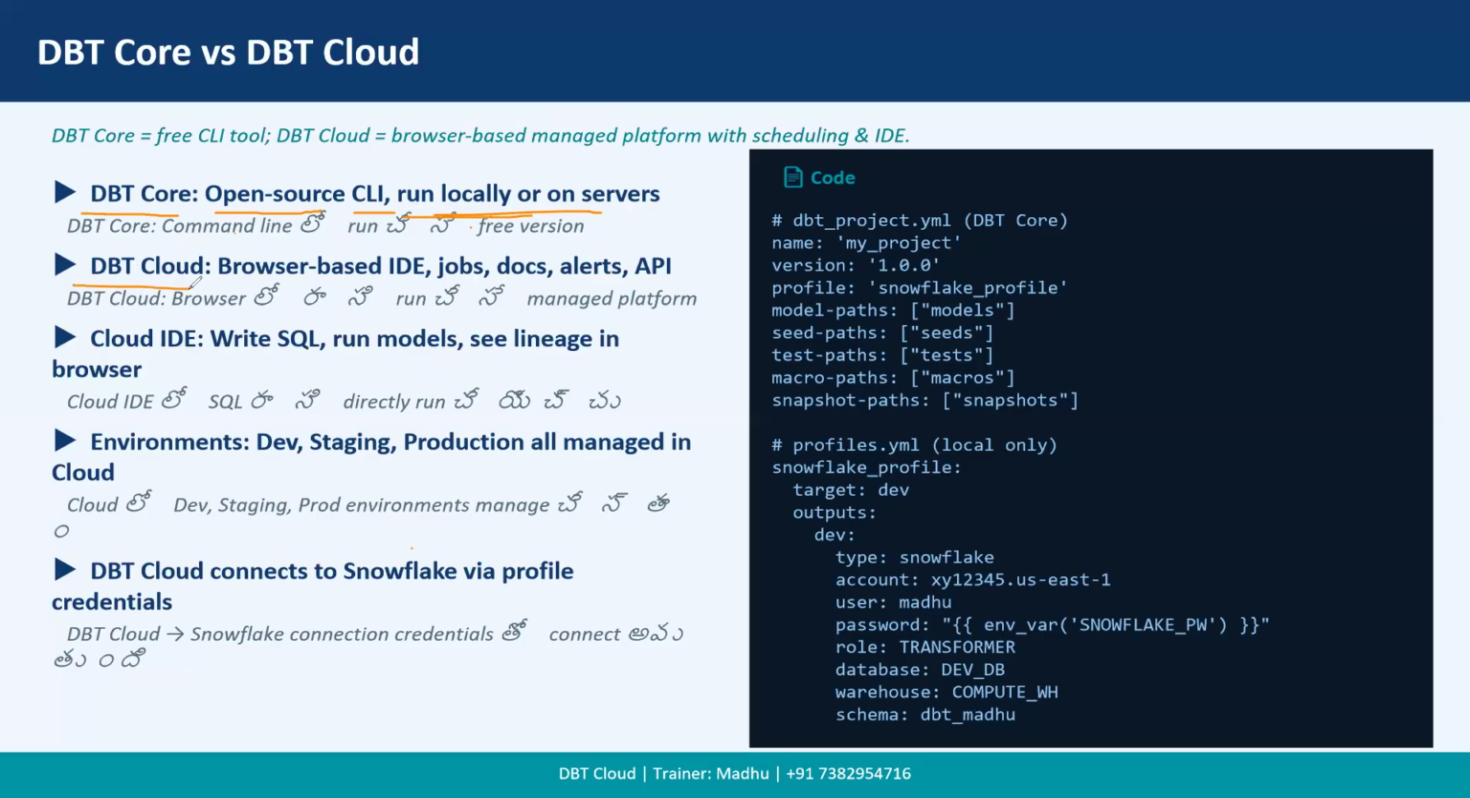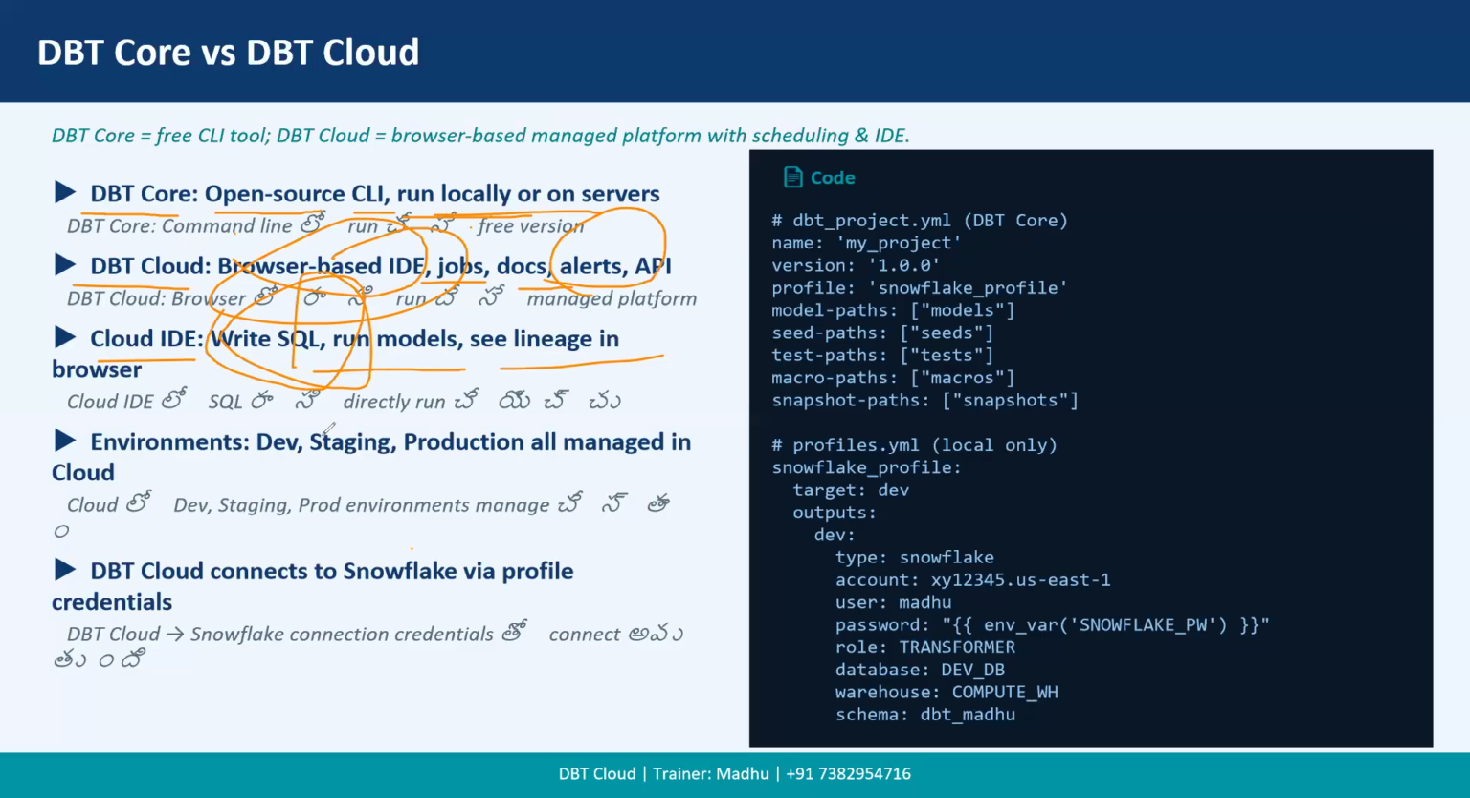Then DBT Cloud has a browser-based IDE, where we can schedule jobs, generate documentation, and set up alerts and API. In the Cloud IDE we write the SQL code and run the models. We can also see the lineage graph in the browser.